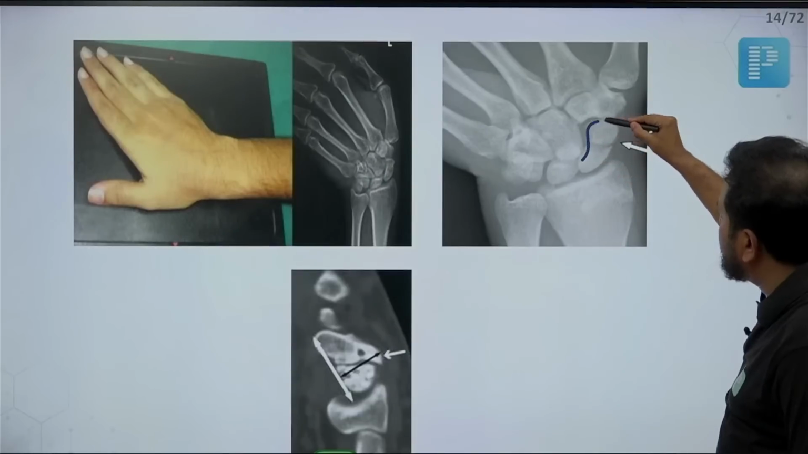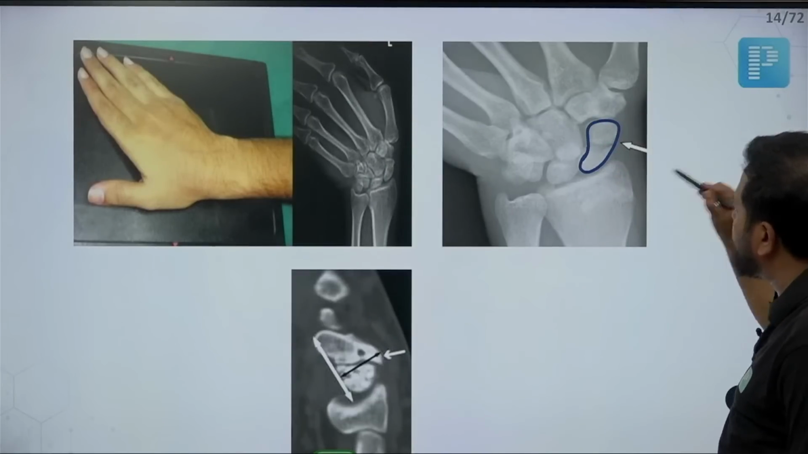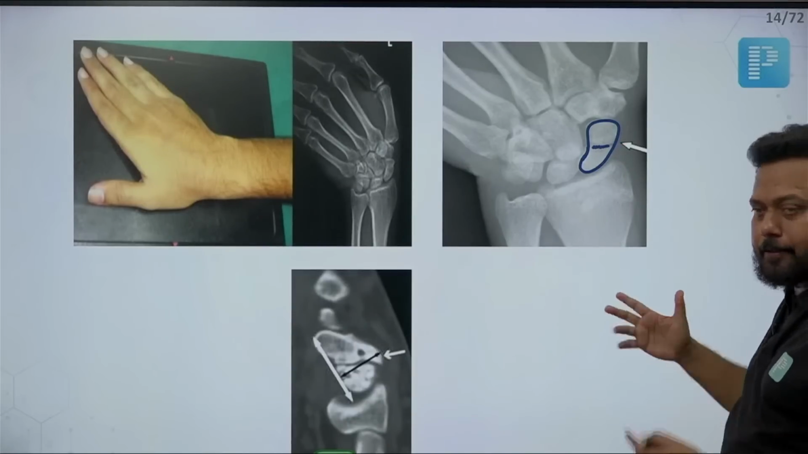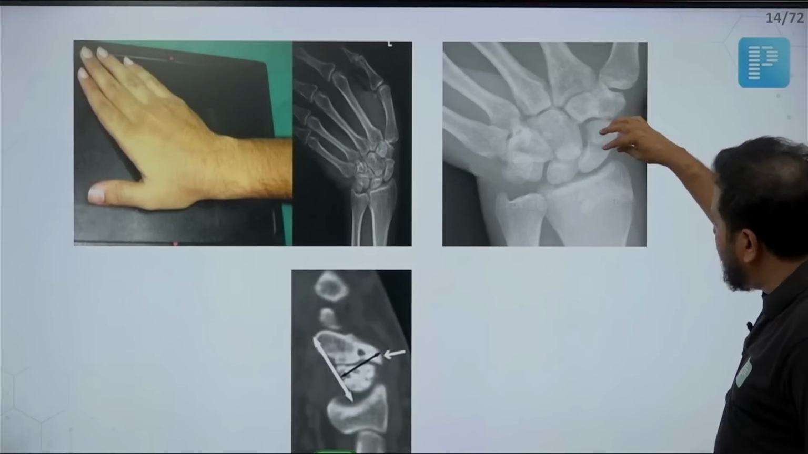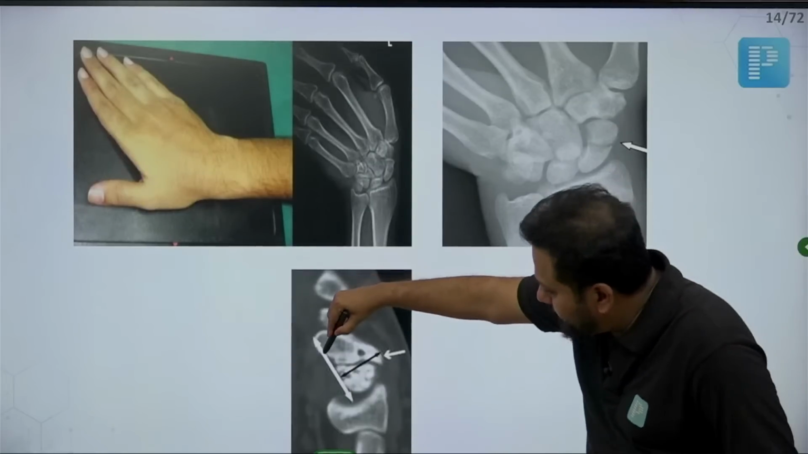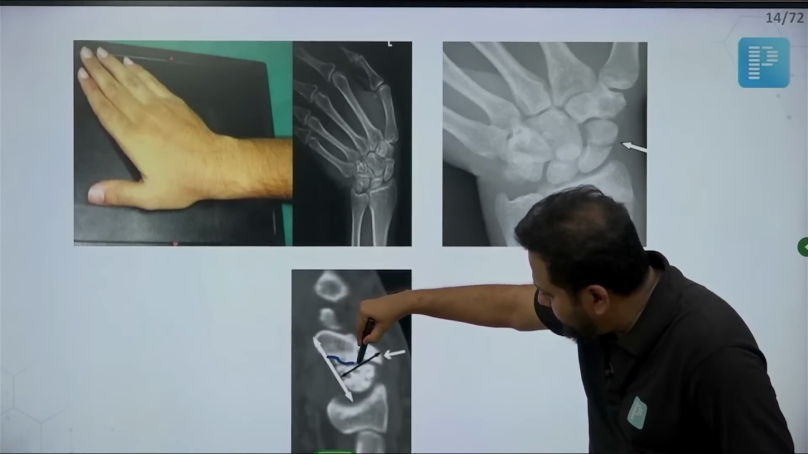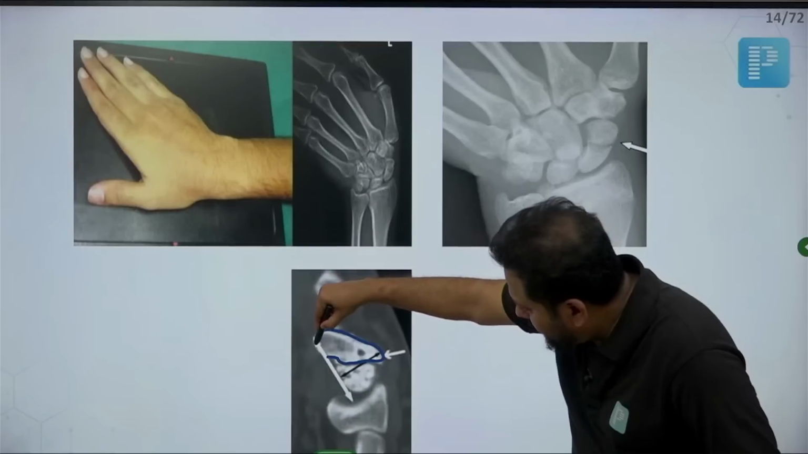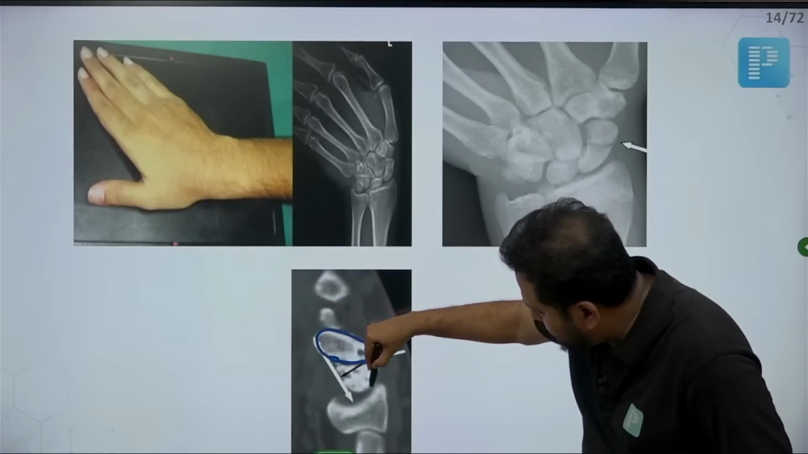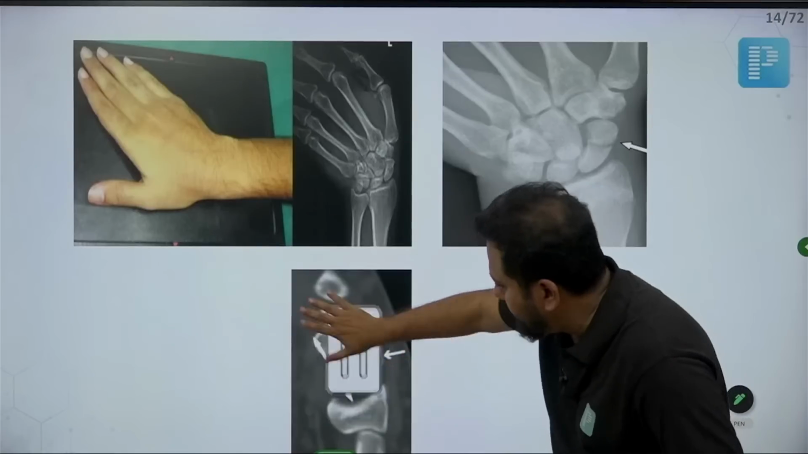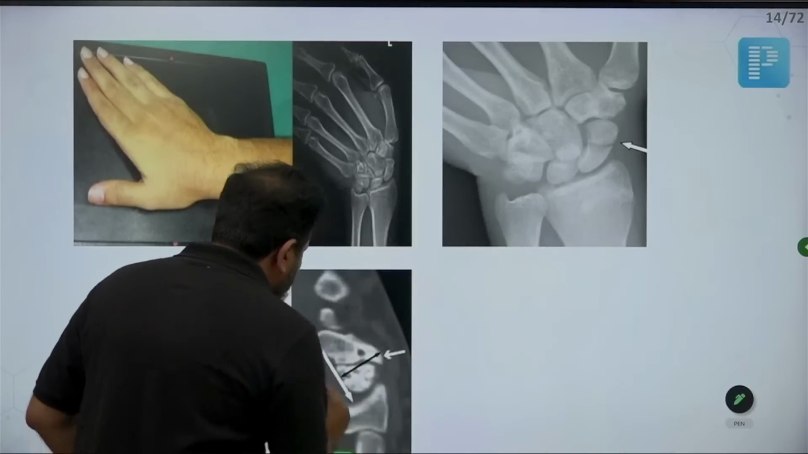You see, the scaphoid is not displaced. The shape of the scaphoid is maintained. Only a fracture I am able to see here, so it is undisplaced. If it is displaced totally, this is giving a deformity. So this is the scaphoid fracture. You see, it's giving a deformity like this. I will draw once again and I will show you.